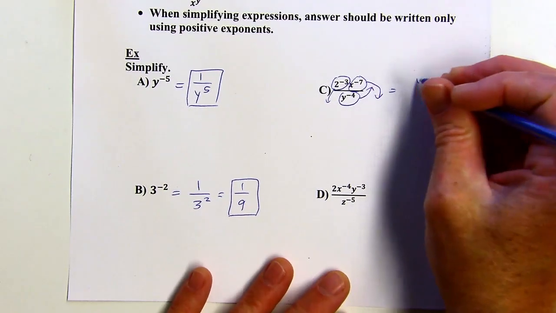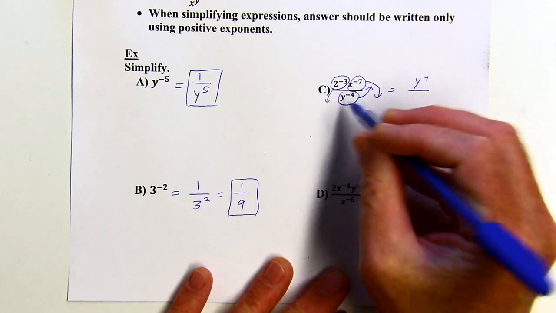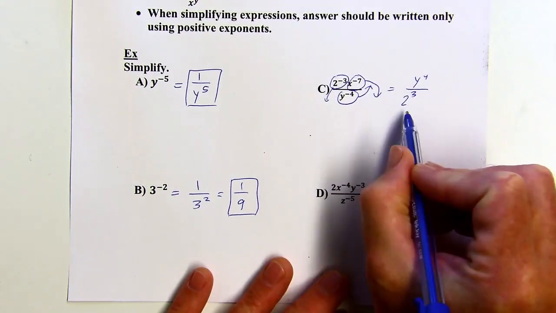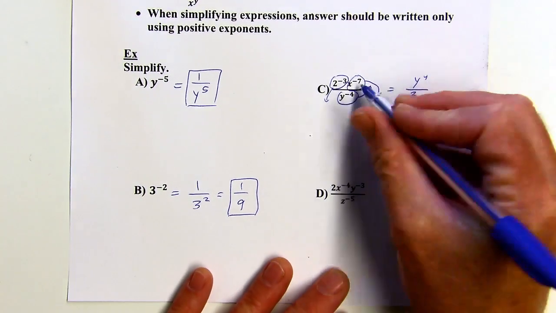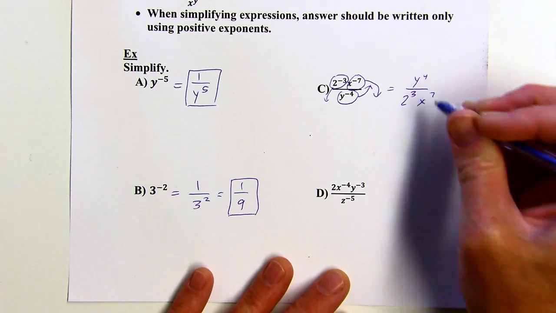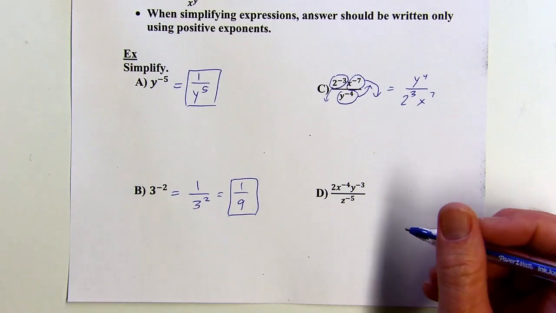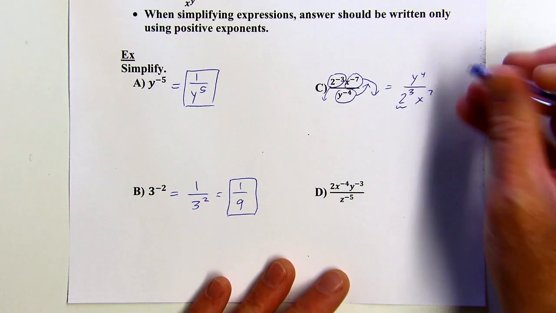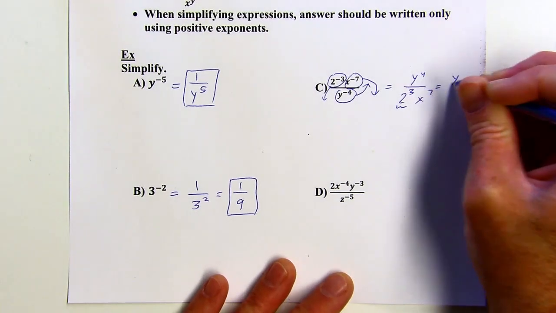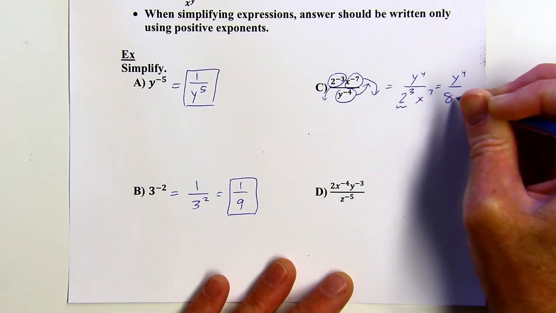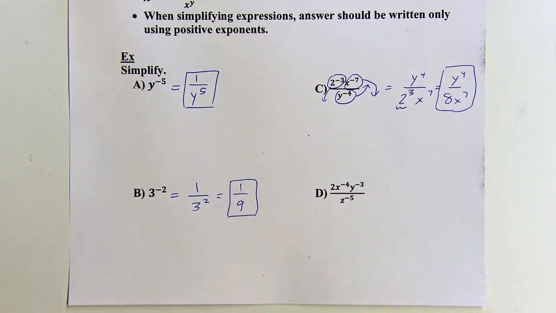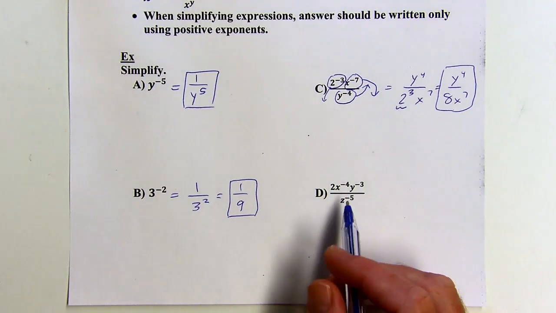So the y to the fourth will end up in the numerator. The 2 to the third, now with a positive exponent, will be down here. And x now to the positive seventh will also be in the denominator. And then the only other simplifying I can do is 2 to the third is going to equal 8. So this is going to be y to the fourth over 8x to the seventh.